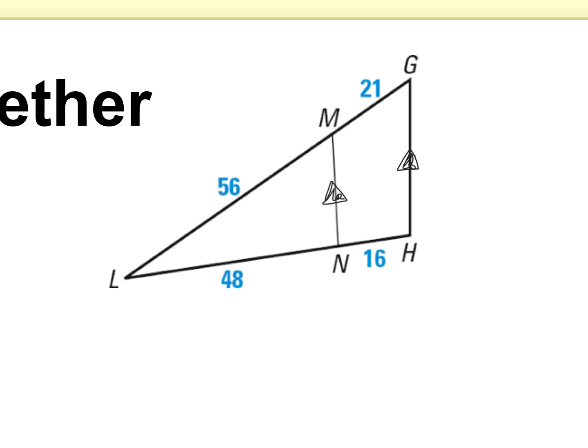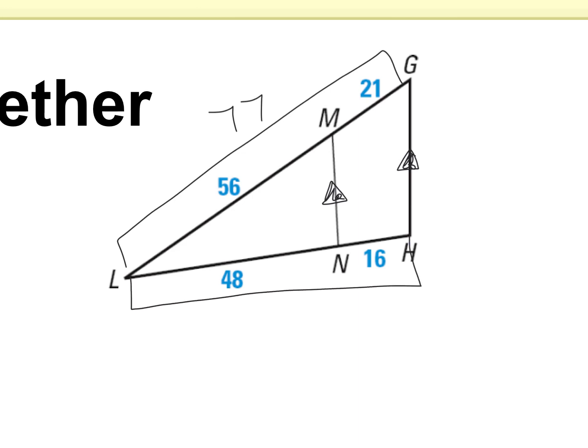How do we figure that out? How do we think we do that? Add them together. First, we have overlapping triangles, so we need to find the full length first. Always find the full length first. 56 plus 21, that's 77. And then we have 48 plus 16, that's 64.